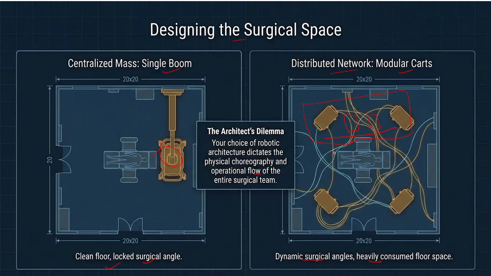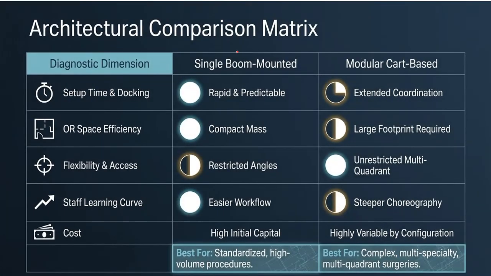Okay. And when it comes to a pelvic surgery, again in lithotomy position, you have to put one camera arm from here and one arm from there, so this space is completely utilized. So that is a dynamic surgical angle. Okay. And so these are some comparisons of architecture. The setup and docking time: rapid and predictable versus extended. In the modular cart it's the extended coordination, and the OR space efficiency is compact versus larger. In the case of the modular cart it's a larger footprint.